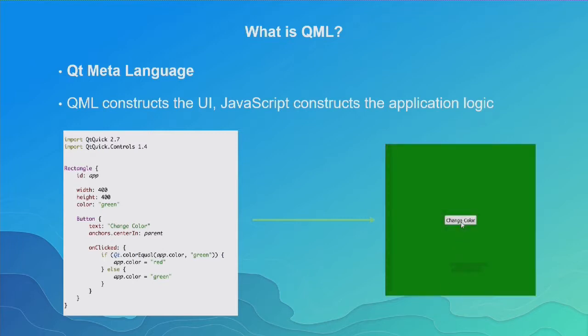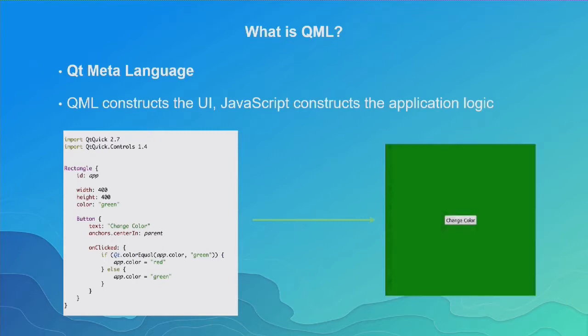If you're in .NET, XAML constructs the UI, and the .NET code or JavaScript code constructs the application logic. So QML is basically the HTML of the web for AppStudio. This is the sample. We already know the imports, and then a rectangle that has a width and height and a green background color. It has a button, Change Color. We anchor it to be in the center. As you can see, there's a button in the center.